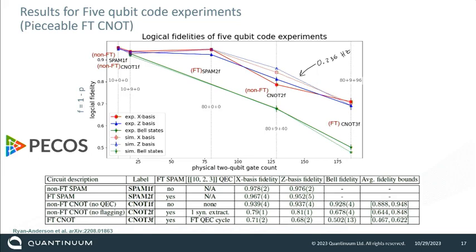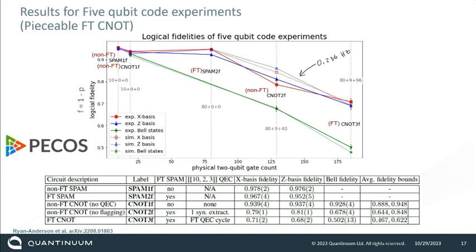The x-axis indicates the total amount of two-qubit gates in these various experiments. Each vertical line is a particular experiment with a certain amount of fault-tolerant gadgetry used. The red boxes are the X basis. The blue triangles are the Z basis, and the green stars, I believe, are the Bell state experiments. And then the solid lines are the actual experiments.